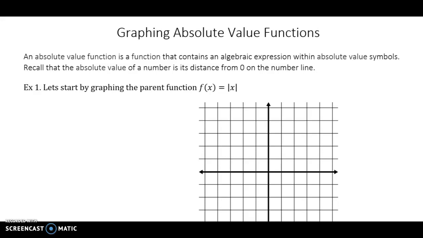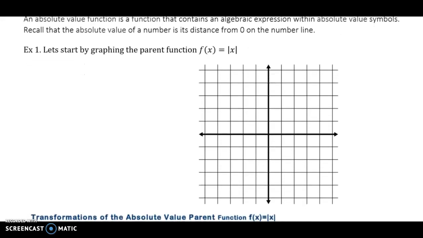Alright, here we're going to be graphing absolute value functions. So an absolute value function is a function that contains an algebraic expression within absolute value symbols. Recall that the absolute value of a number is the distance from 0 on the number line. So let's start by graphing the parent function, which is just the absolute value of x.